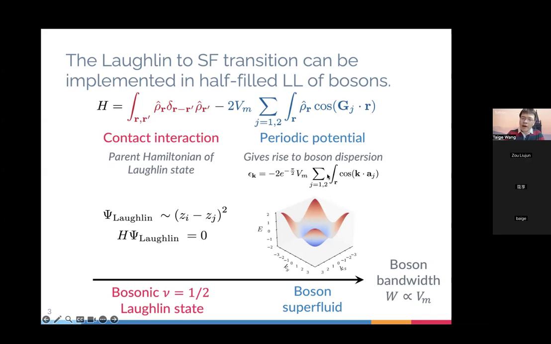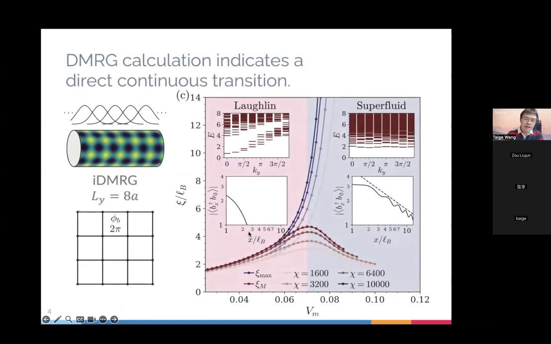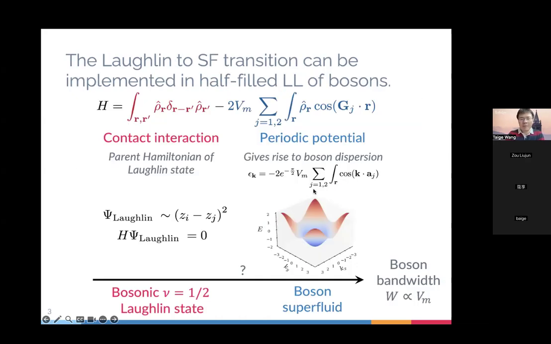When interaction is small, which means V_m is very large, we also know that we're in the limit where you get a boson superfluid, because the bosons have a minimum at the gamma point and will inevitably condense. So we understand the two limits fairly well, the limit where V_m is zero and the limit where V_m is infinity. The interesting thing to ask is what happens in between. Is there a continuous transition in between, or is there an intermediate phase? At that point, you cannot do perturbation theory on either side, so you have to rely on some numerics.